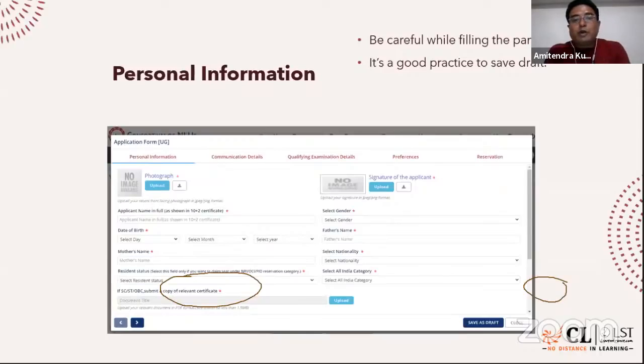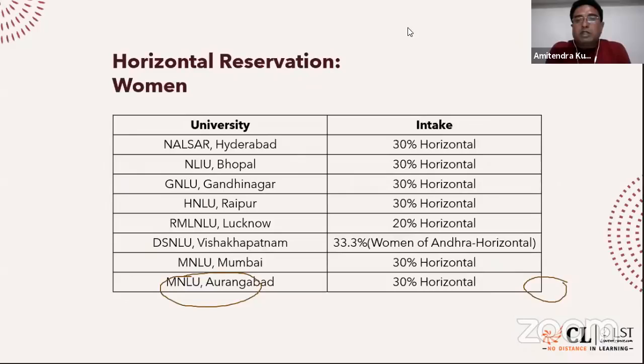Now, before I go ahead, I would like to talk about the horizontal reservation provided to female students. The moment you select your gender, and if you mention female, you'll get a reservation benefit in some of the NLUs listed here on your screen. So Nalsar Hyderabad, NLIU Bhopal, GNLU Gandhinagar, HNLU Raipur, Lucknow, MNLU Mumbai and Aurangabad provide a 30% horizontal reservation, except Lucknow, which is about 20% horizontal reservation.